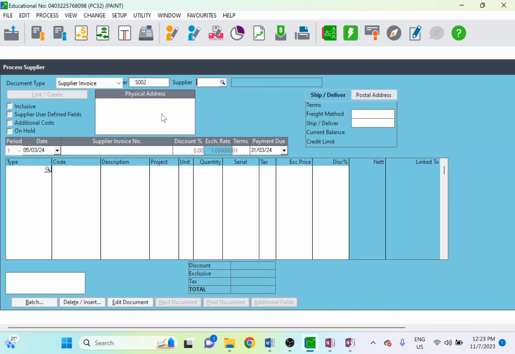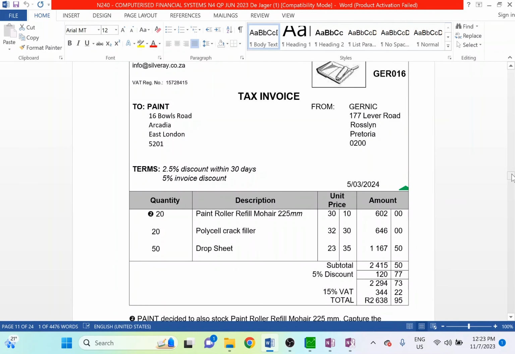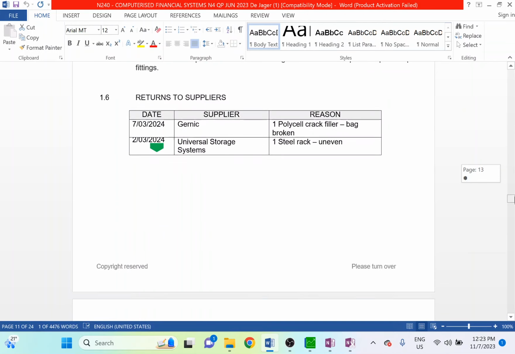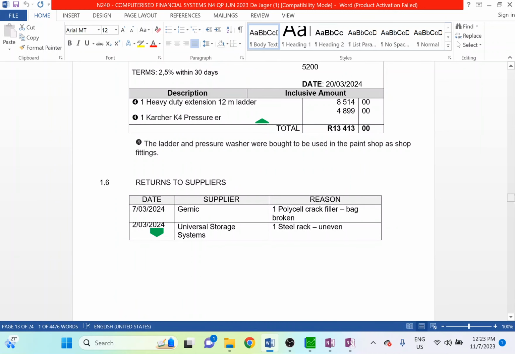Next we have returns to suppliers. The first supplier to return to is Genic Products. We returned 1 polycell crack filler, bag broken. This is the reason why we were returning. Second one is to Universal Storage System. This is a non-stock return. So let's start with Genic.